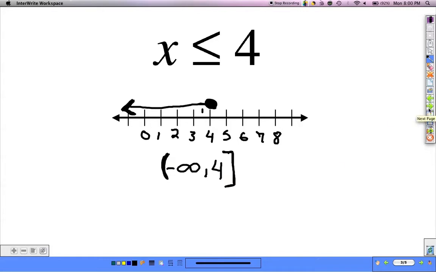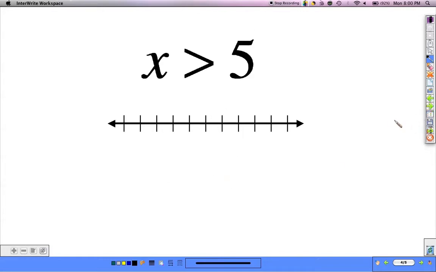Let's take a look at another example. This time we have x is greater than 5. So of course, graphing it, 5. All right, so again, a circle at 5. This time we want an open circle because we're not including that in our solution set. And since x is greater than 5, we want to cover the values above 5. Anything higher than 5 is a solution of this.